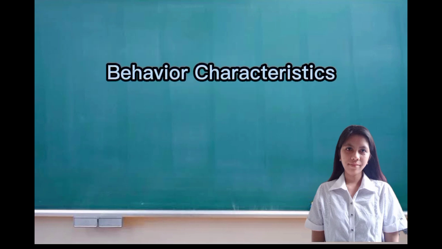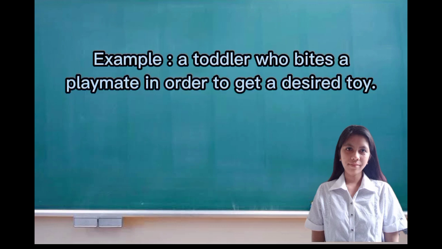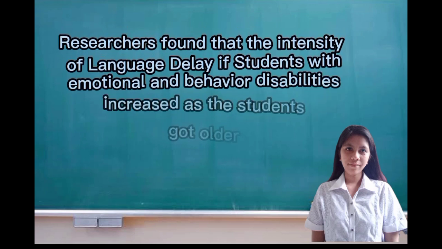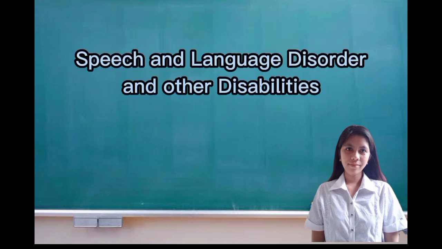Behavior characteristic. Young children who cannot explain their needs in words sometimes resort to inappropriate behavior, as an example of a toddler who bites a playmate in order to get a desired toy. Researchers found that the intensity of learning disability for students with emotional and behavior disability increased as the students got older. Speech and language disorder and other disabilities.